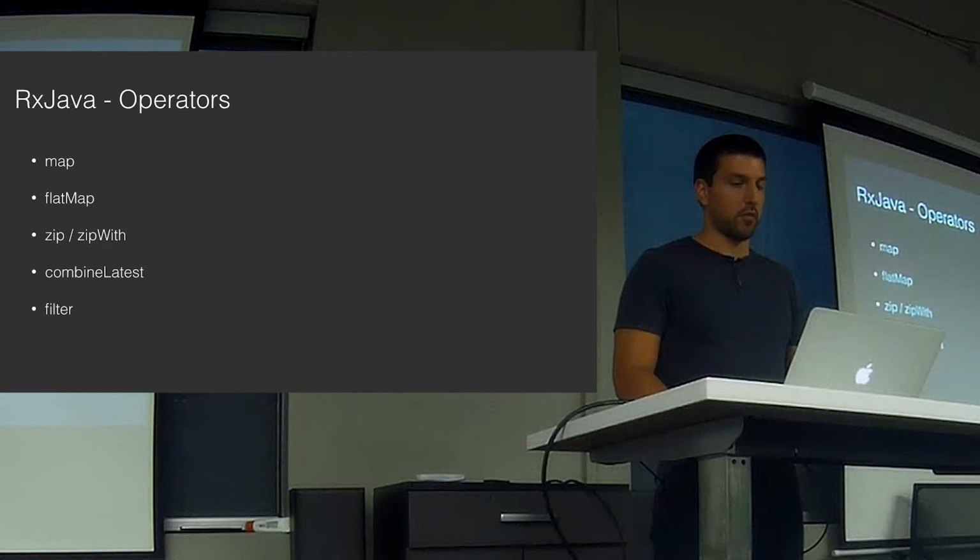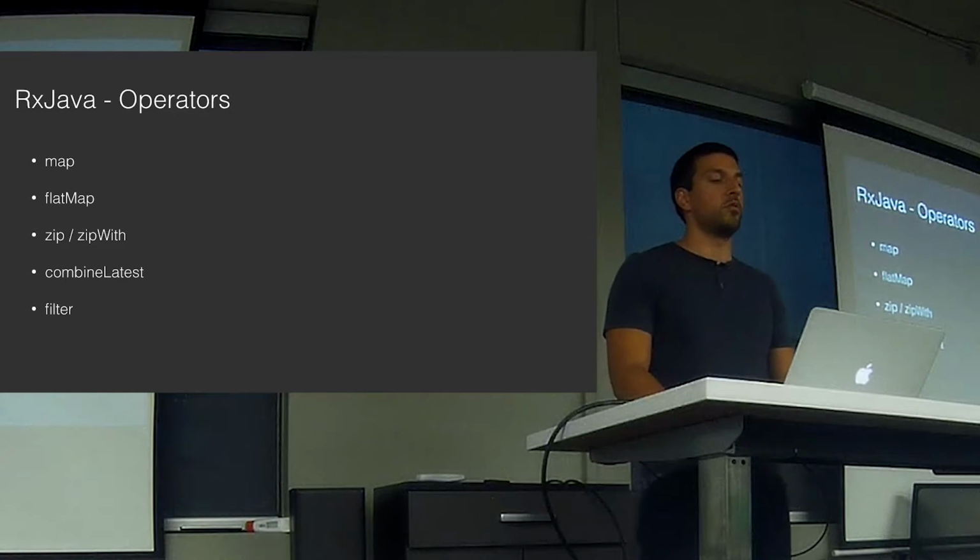And filter is a pretty simple one. If you have an observable emitting integers and you only want to deal with even numbers, you can have a filter with a predicate that says the integer divided by 2.